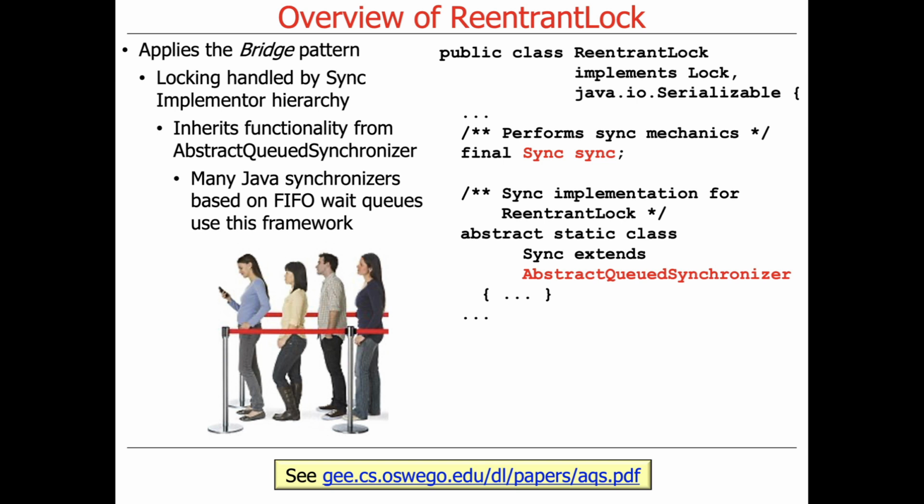Abstract queued synchronizer is used by a number of Java synchronizers like ReentrantLock, Java condition object, Java semaphore, and so on, and other ones too, in order to be able to have FIFO wait queues. So it's basically a framework that can be reused for a bunch of different kinds of synchronization mechanisms. And if you want to learn more about the abstract queued synchronizer class, take a look at this paper written by my good friend and colleague Doug Lea.